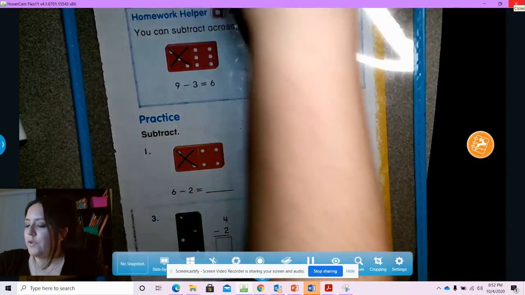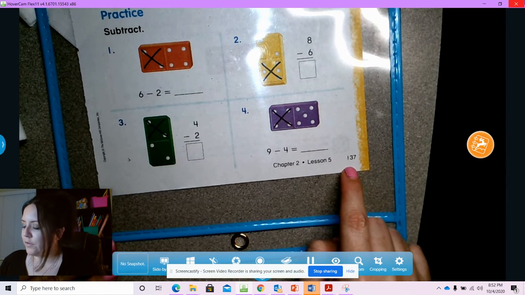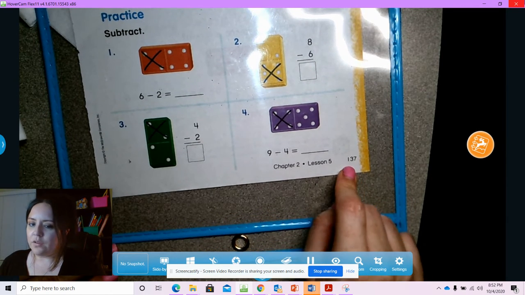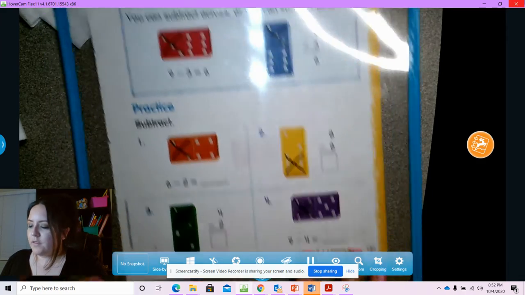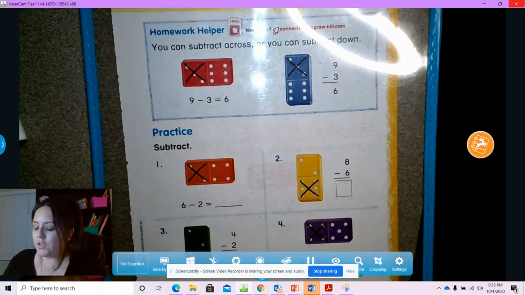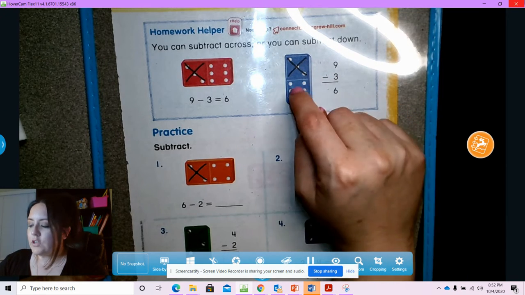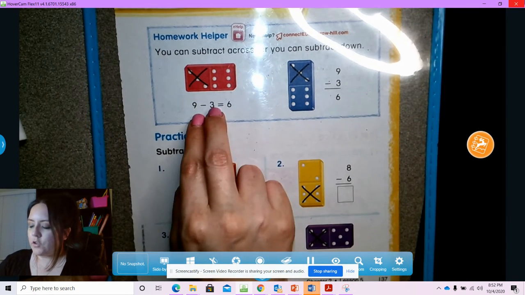Okay, boys and girls, so we are working on page 137 in your math book, My Math Book, 137. So today we're looking at subtraction, vertical subtraction. So we've done vertical addition, now we're going to do vertical subtraction.